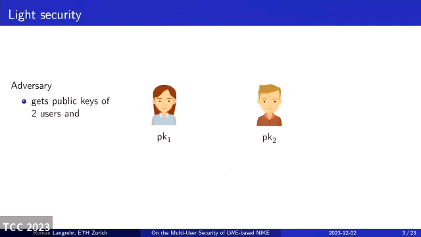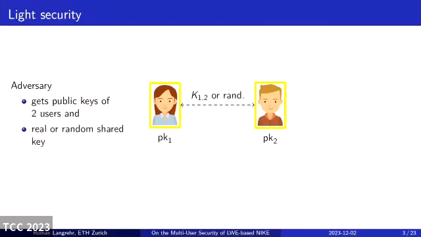The most basic security definition for NIKE is light security. There the adversary gets the public keys of two users and a real or random shared key between them, and the goal is to distinguish these two scenarios. However, this security notion only really captures scenarios where a public key is used just once, to compute one shared key.